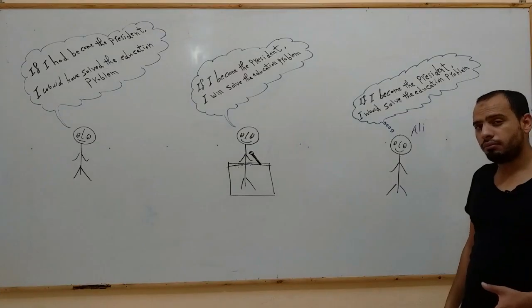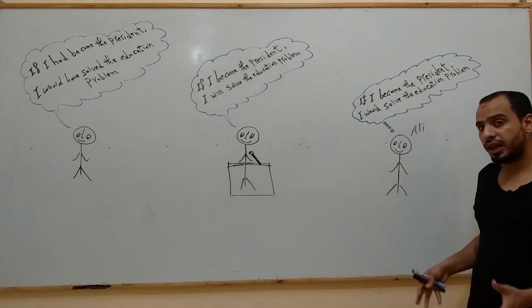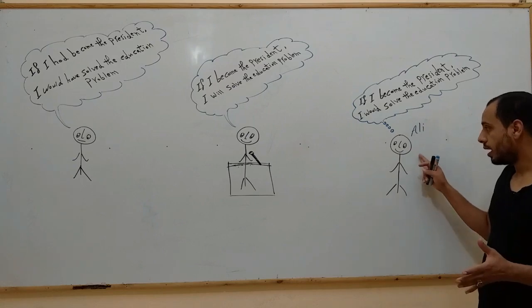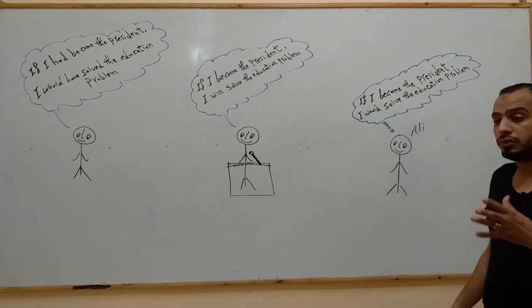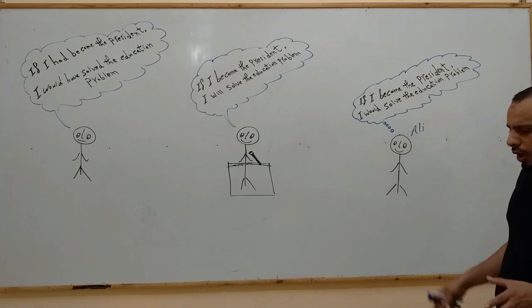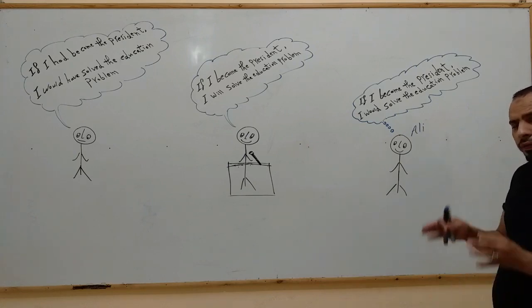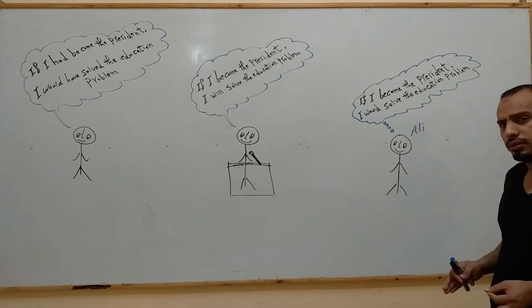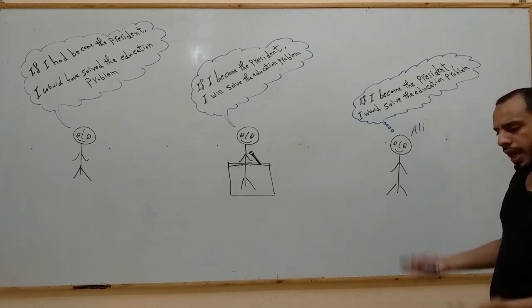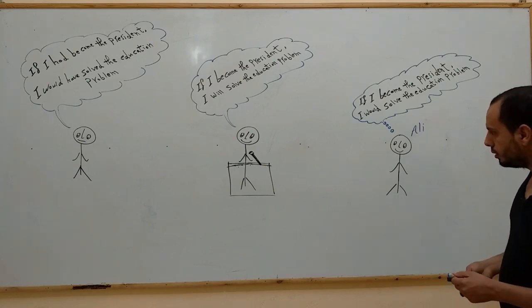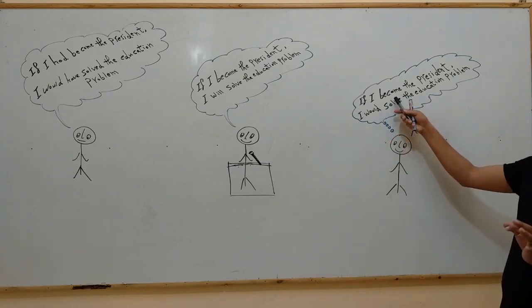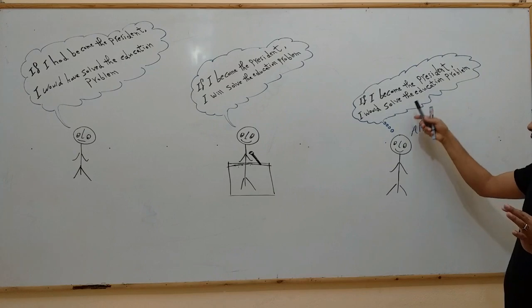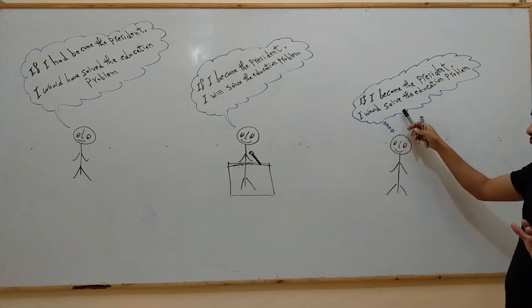Once upon a time, there was a little kid named Ali. One day his father came and told him, "Tell me, my little boy, what would you do if you became the president?" Then Ali started thinking a little bit and said, "You know, Dad, if I became the president, I would solve the education problem."